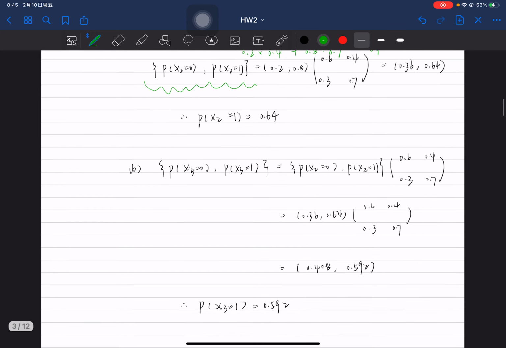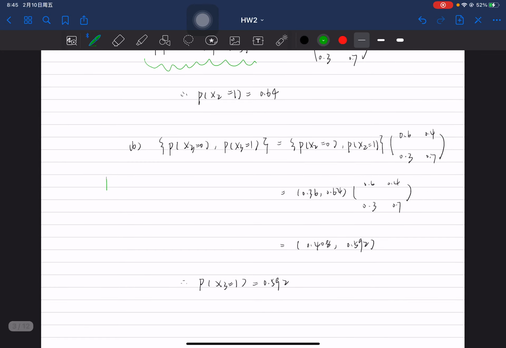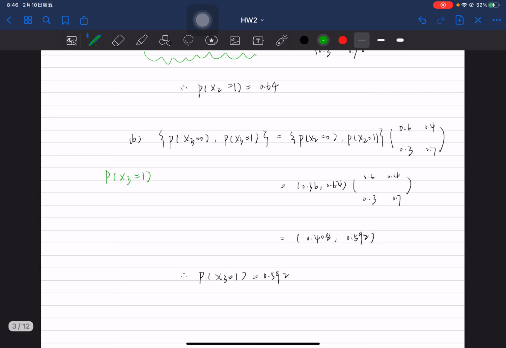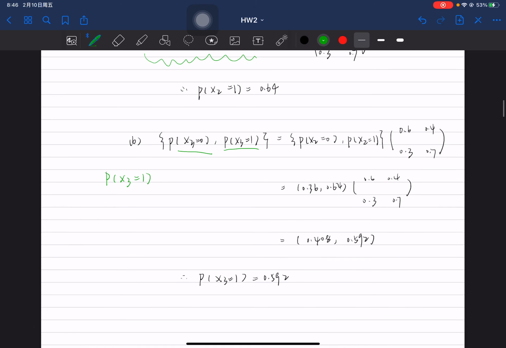For question B, we need to find the probability of x3 equals 1. According to question A, we could form the matrix to find the probability of x3 equals 0 and the probability of x3 equals 1. After calculating, we could get that the probability of x3 equals 1 is 0.592.